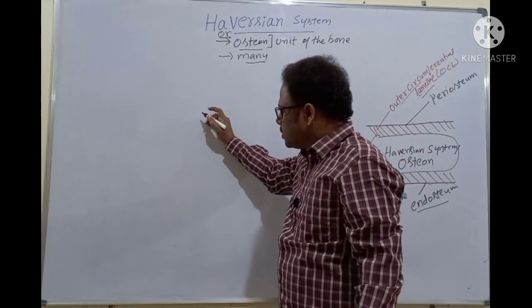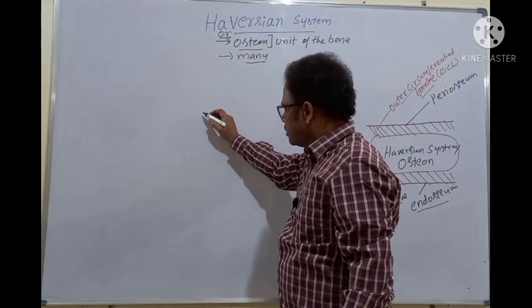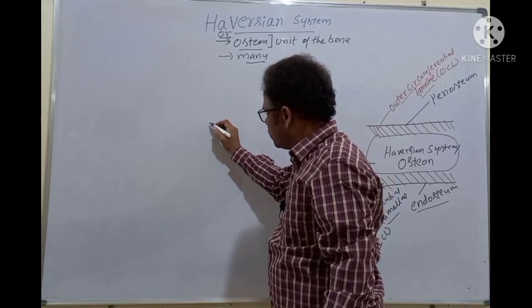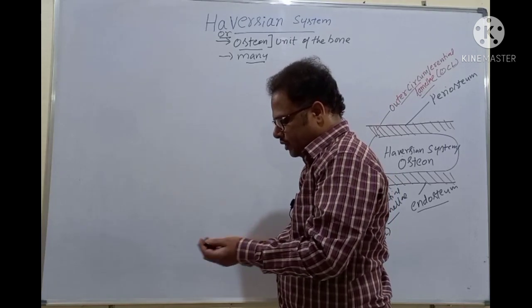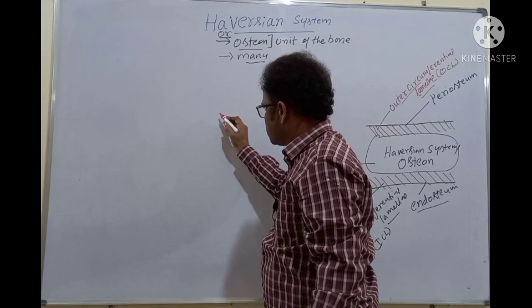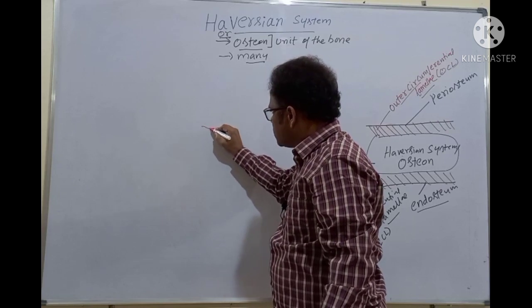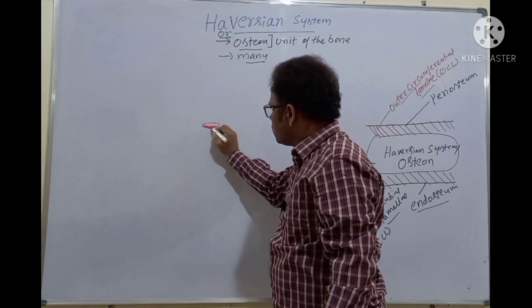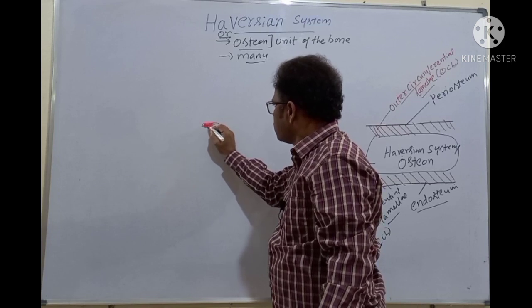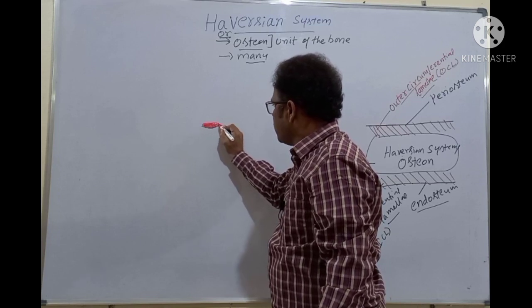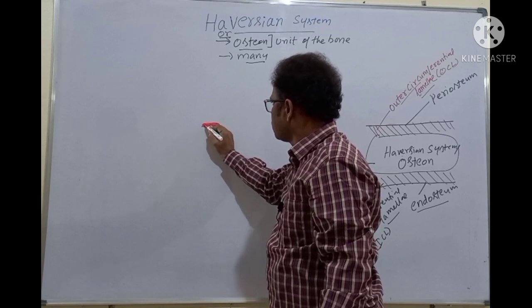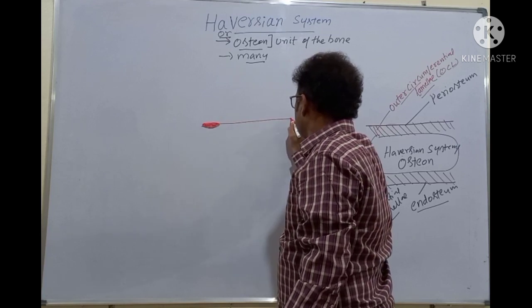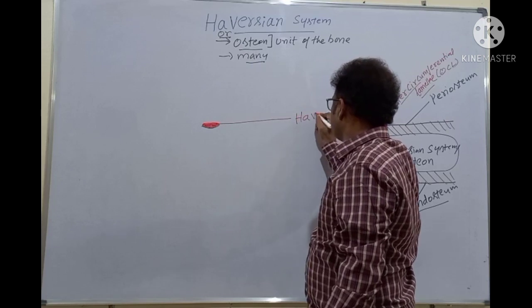So, I told you that concentric circles are there. Let's discuss based on this aspect. First of all, the Haversian system. Let's discuss the Haversian system. It consists of the Haversian canal. So this is the Haversian canal.